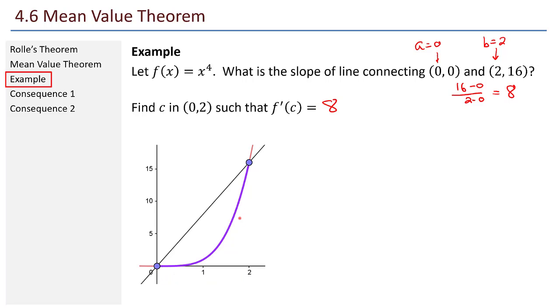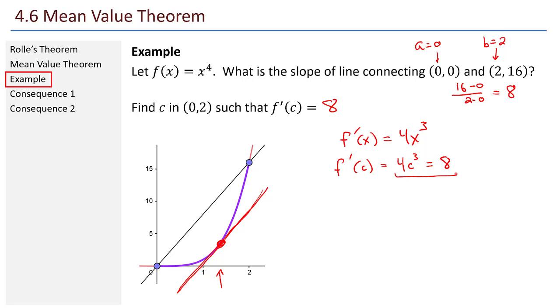And just eyeballing it, I make a parallel line, looks something like that. So I'm expecting that this value of c is somewhere in between 1 and 2. Let's actually find it. Okay, so I'll differentiate my function. f of x equals x to the 4, so f prime of x equals 4x cubed. Now, I'm guaranteed that there is some c so that f prime of c equals 8. So f prime of c equals 4c cubed equals 8.